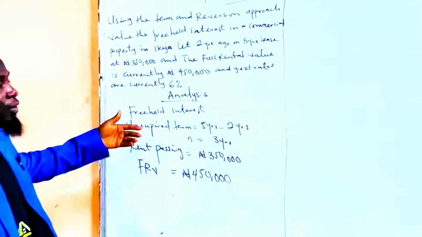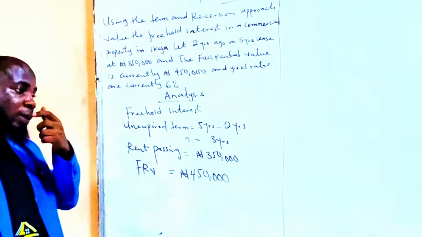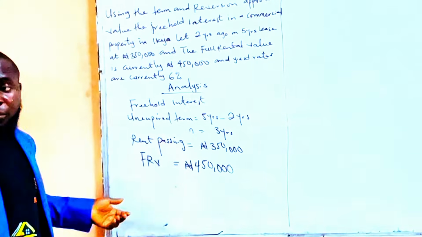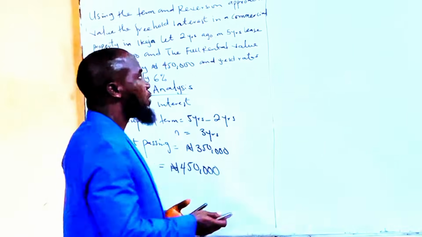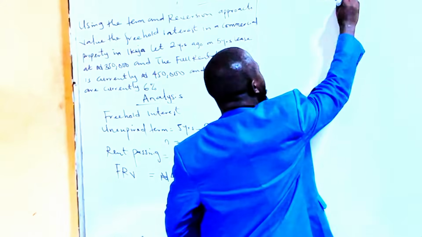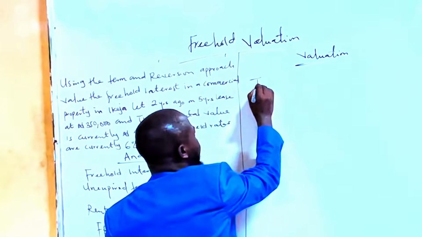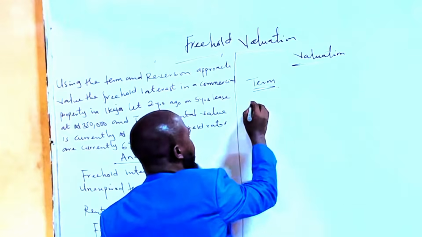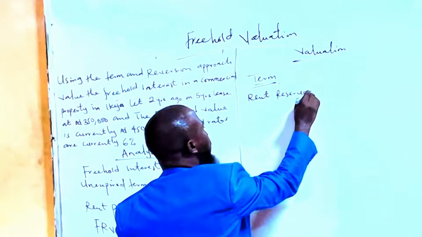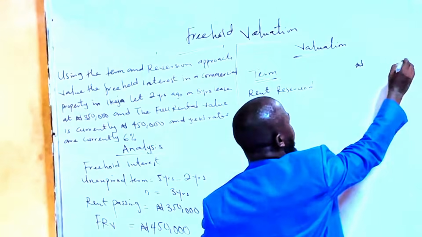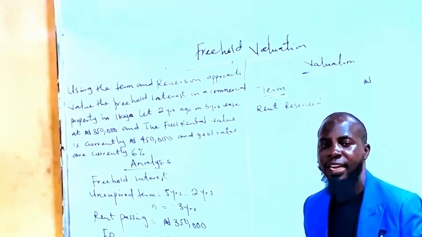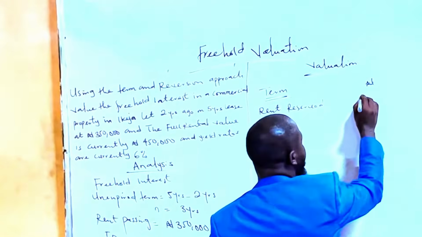You have been told already to use the term and reversion approach, they don't ask you to use the linear approach or hardcore approach or the DCF. So it's very, very simple. The first thing, term and reversion valuation: the term. The rent reserve, or you say the rent passing, is 350,000 naira. So we use 350,000 naira.